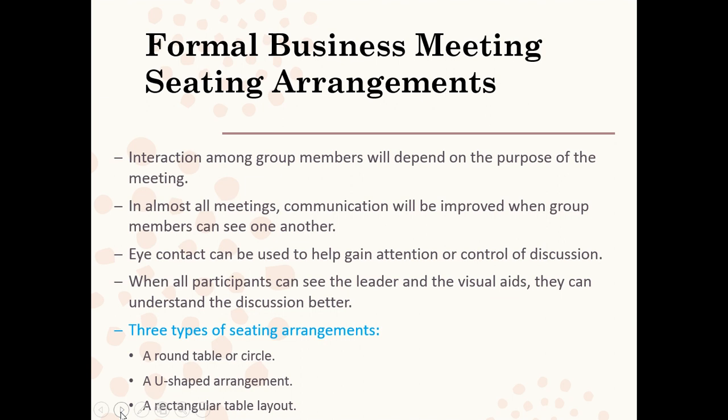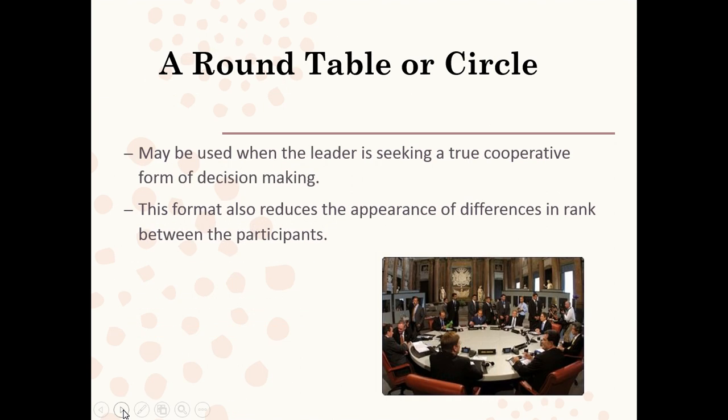Okay, let's take a look at the first seating arrangement, round table or circle. For a round table or circle, this may be used when a leader is seeking a true cooperative form of decision making. So bila leader looking for true cooperative, bila nak buat decision making, round table or circle is the best seating arrangement.